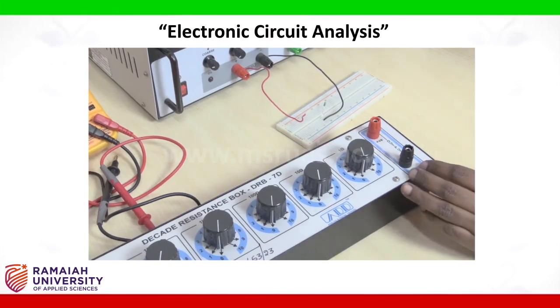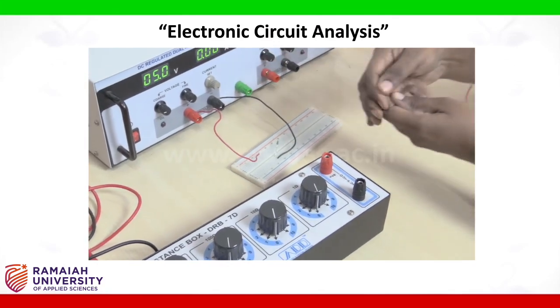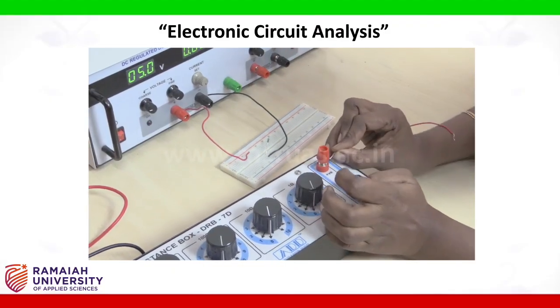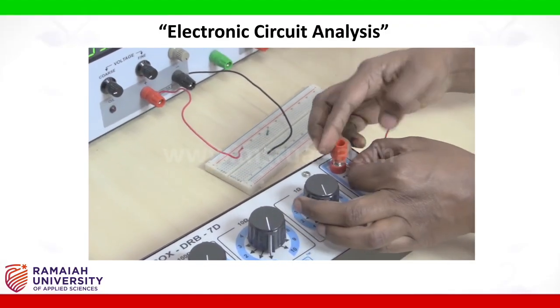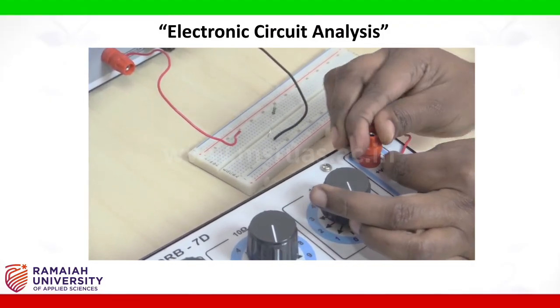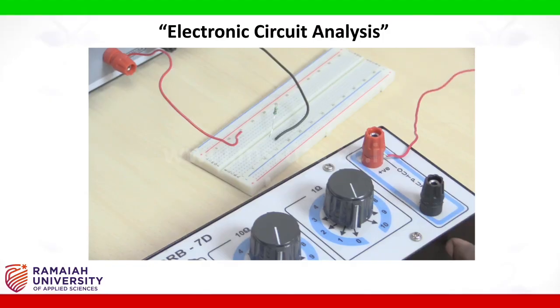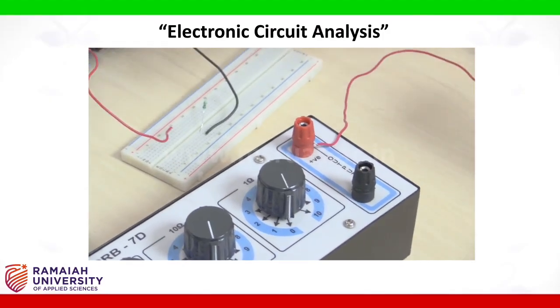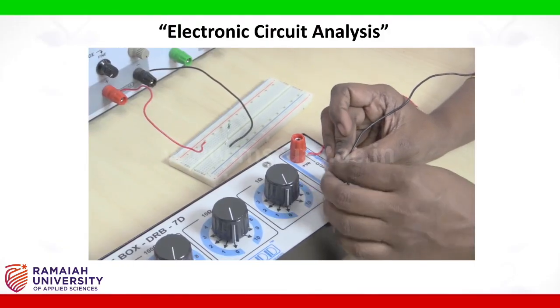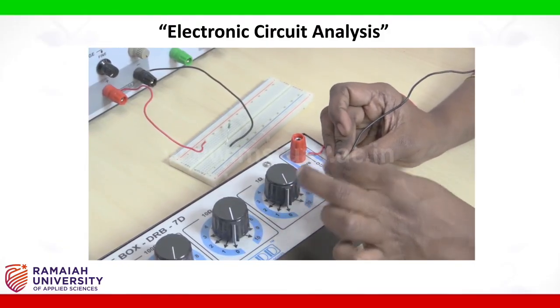Take a connecting wire, connect to positive of the DRB. Take another connecting wire, connect to negative of DRB.